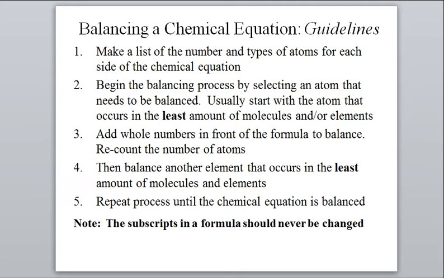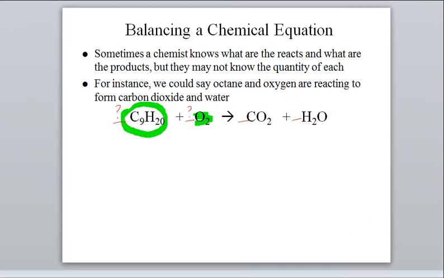You can see it. Here are some guidelines to help you keep track of when you make changes. So what's the first thing we should do? The first thing is to make a list of the atoms on the reactant side and the product side, and how many atoms on each side do you have. So if we go back and look at our reaction, we can see the various chemicals. And when we look at those, we can see how many atoms of each are on both sides.